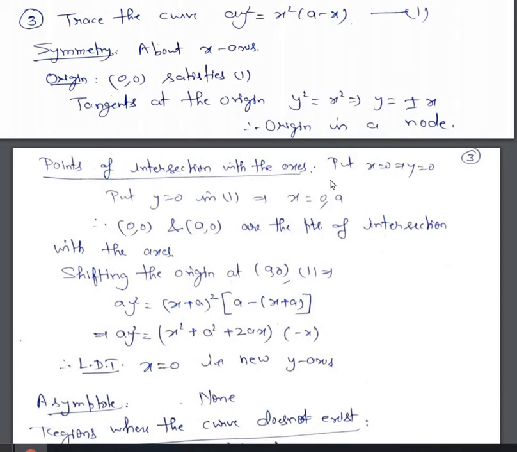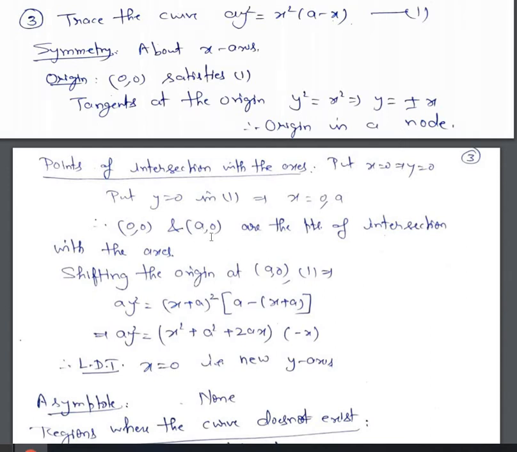For finding out points of intersection with the axis, we put x is equal to 0, and if x is 0, then we have got y is equal to 0, and if we put y is equal to 0, we have x is equal to 0 or x is equal to a. So therefore 0, 0 and a, 0 are the points of intersection with the axis. As far as 0, 0 is concerned, we have already seen that origin is a node.